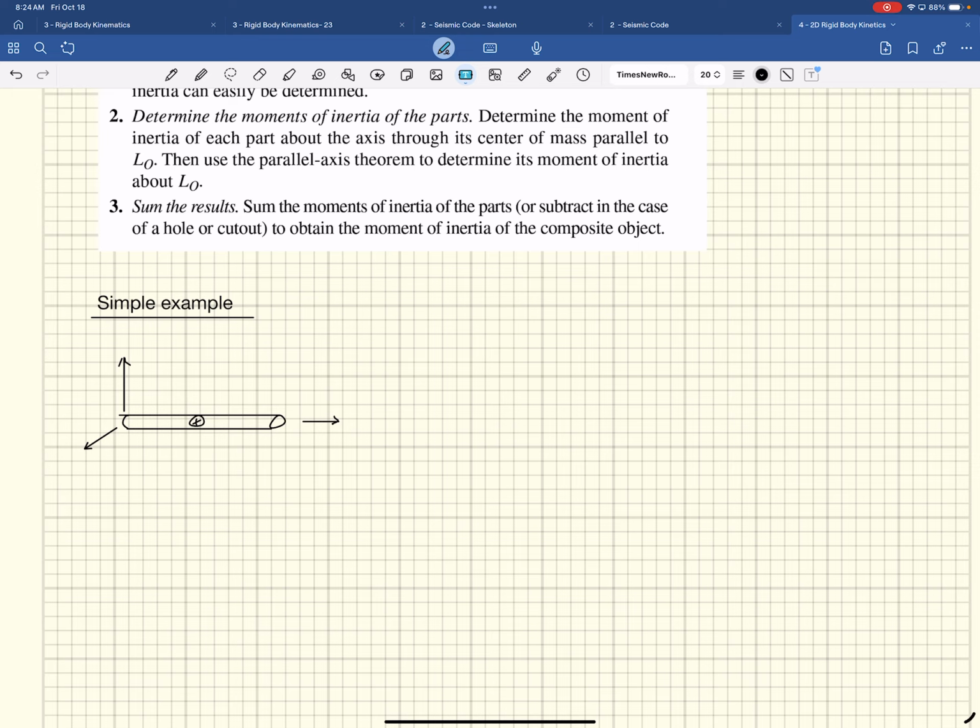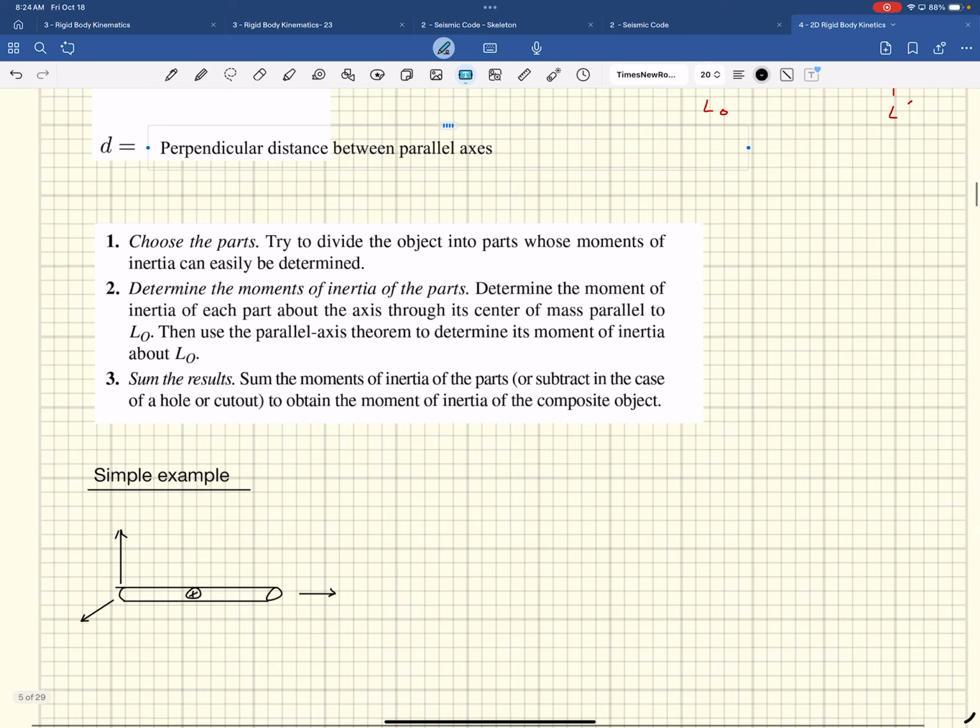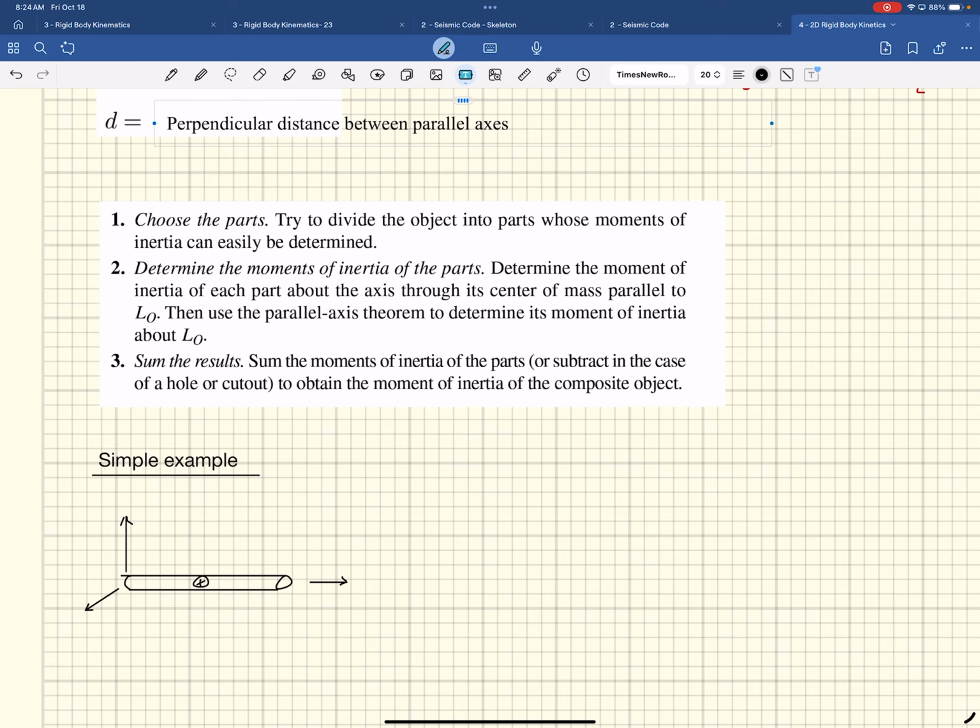Okay, so what we do, here's the method for doing it, right? I took this right out of the text. Choose the parts. Try to divide the object into parts whose moments of inertia can easily be determined. Determine the moments of inertia of each part, and then add them together. Sum the results together. Like I said, we'll do an example.